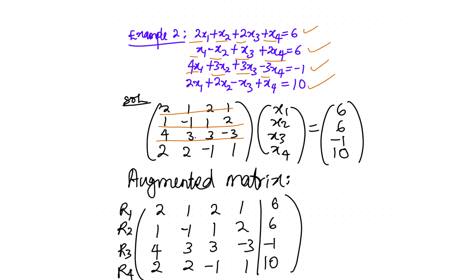And then you have the vector of variables, the vector of x1, x2, x3, and x4, which you're looking for, and you have the solution vector, so to speak, or the right-hand side, that's 6, 6, -1, 10.